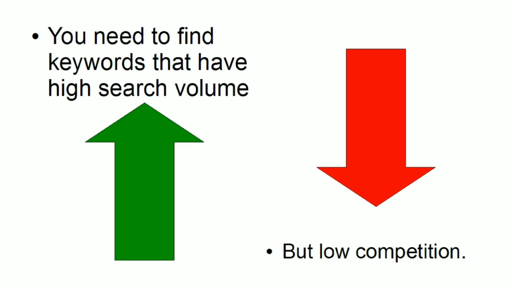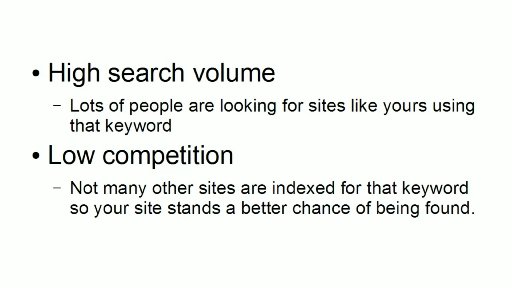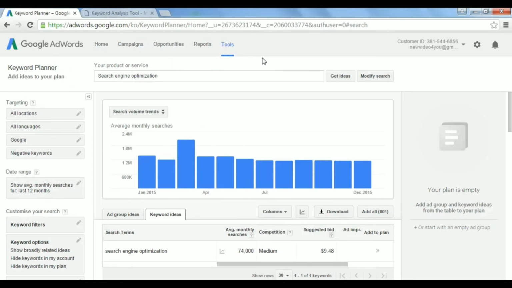Now, what do these two terms mean? Well, high search volume means that lots of people are looking for sites like yours using that particular keyword. And low competition means not many other sites are indexed for that keyword, so your site stands a better chance of being found. Now, there are several tools out there that you can use to find keywords.